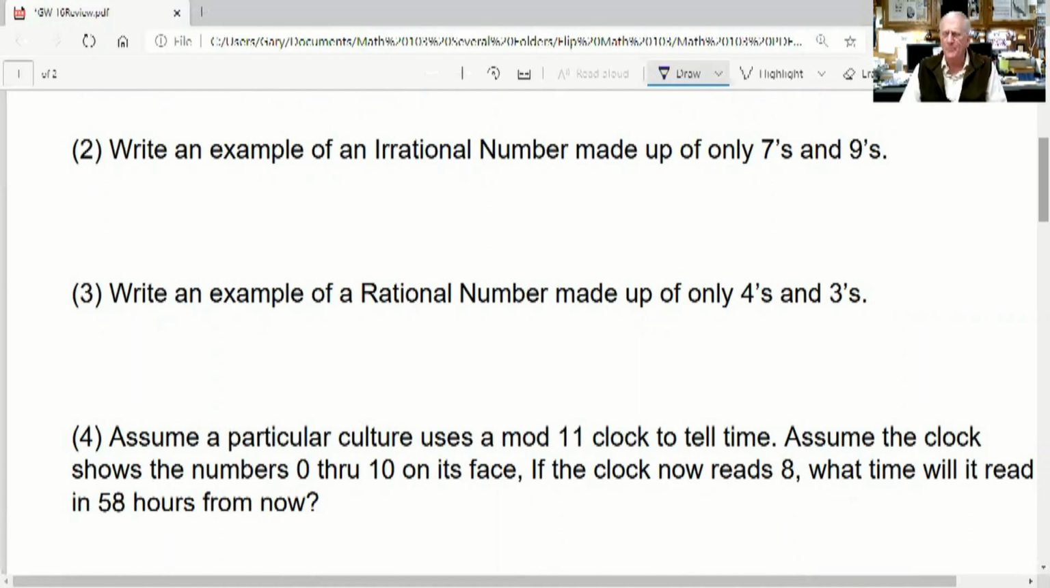Write an example of an irrational number made up of only 7s and 9s. Now remember, if it's an irrational number, it has to go on forever as a decimal. It never stops. And we can't use my arrow method to show that it goes on forever because we'd have numbers other than 7s and 9s probably in there, right? So I'm going to start here with 79. That's not irrational, obviously, but I'm going to write down next 79. Now, what would be the easiest way for me to make an irrational number here that we know will go on forever but never repeat, and it'll have only 7s and 9s in it.